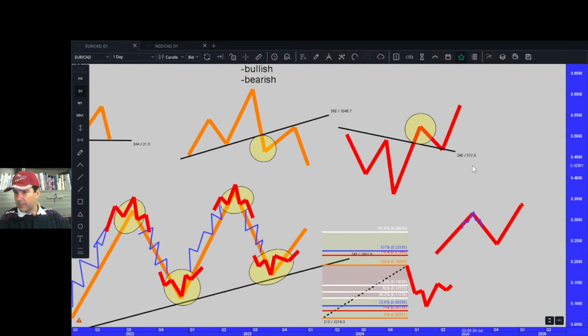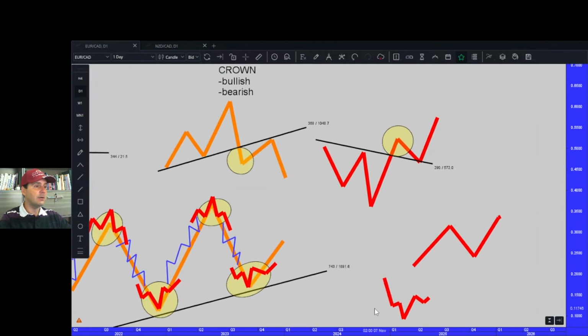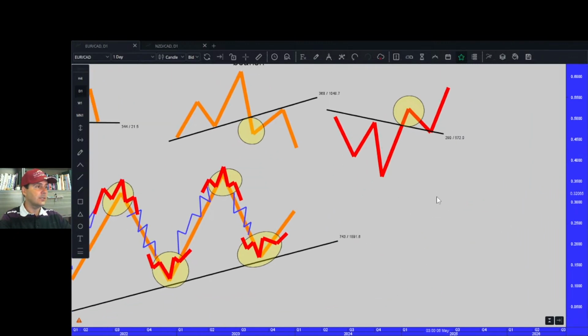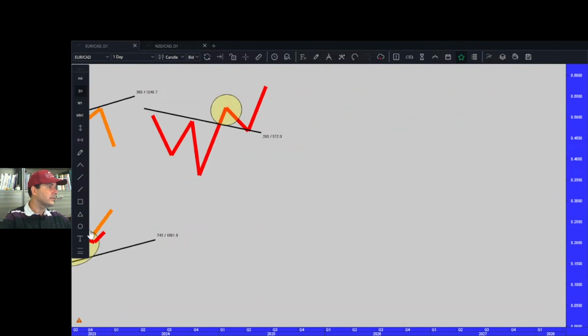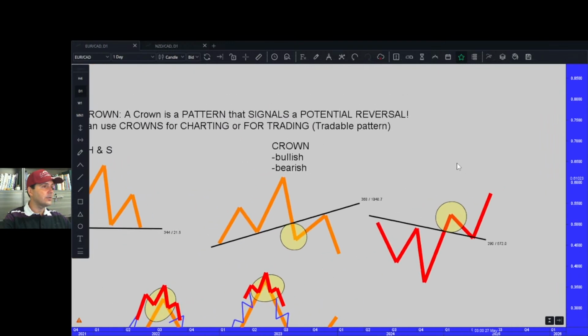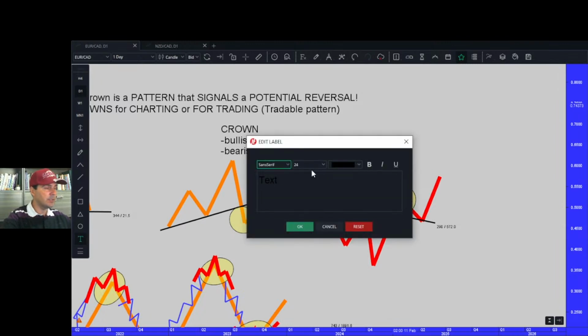Alright, back to how to trade the crown pattern, and where should we put this? And tomorrow we're going to talk about how to apply the Fibonacci on the crown. Alright, how to trade the crown.